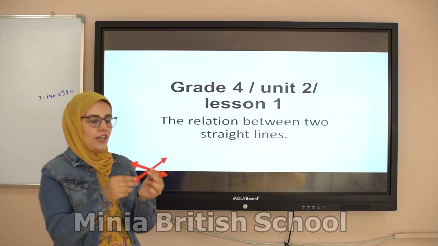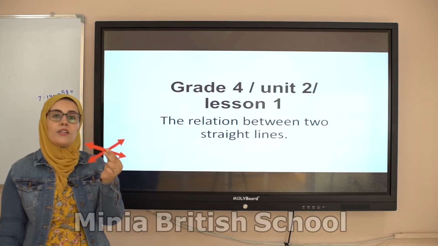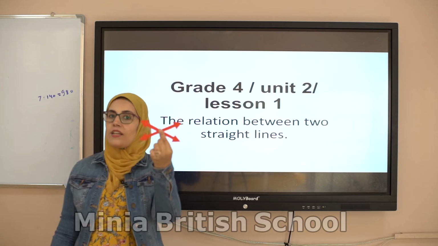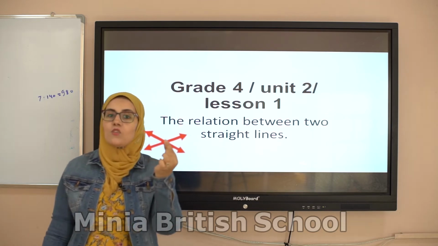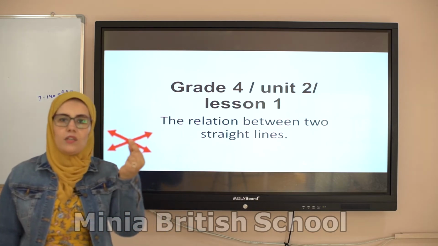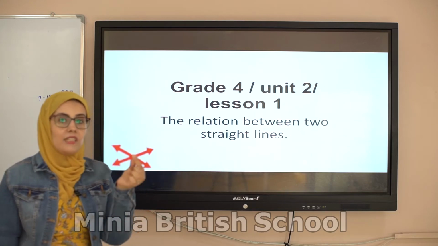In this case, it looks like what? It looks like letter X. This case is called intersecting straight lines.